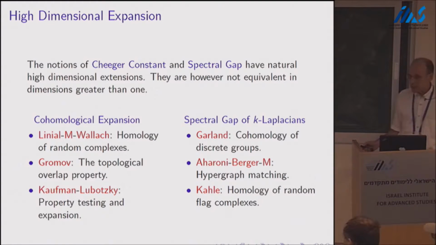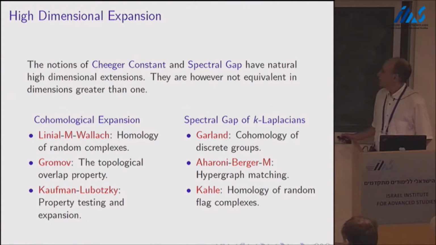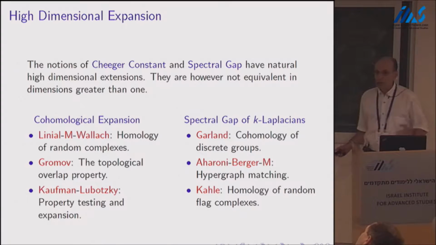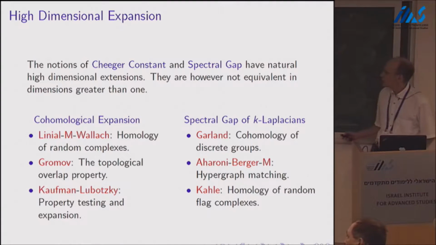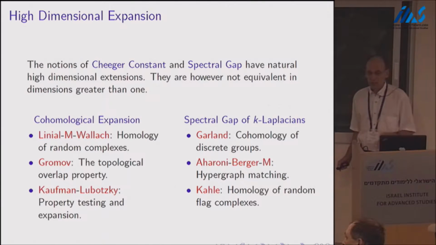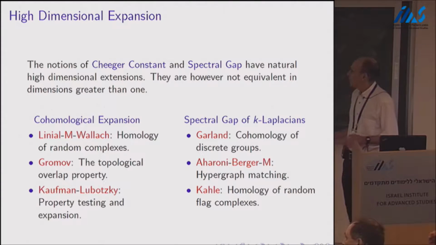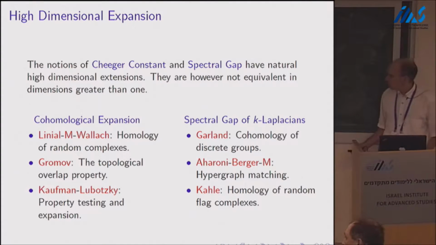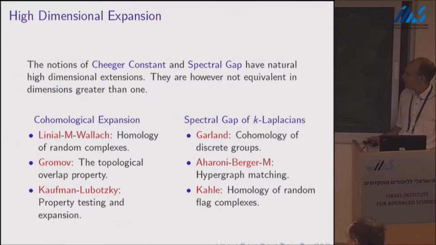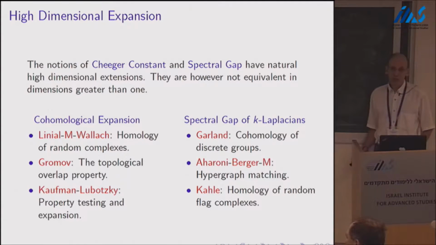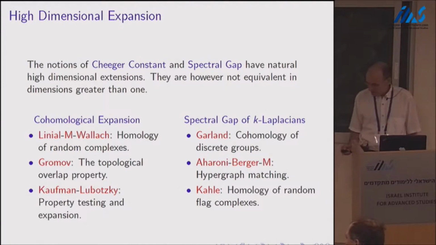As I said, the spectral expansion is much older, and it's essentially due to Eckmann in the 40s, but the first real notable application is due to Garland, when he computed the vanishing of cohomology of discrete groups. And then it had, I'm just pointing out two combinatorial applications, one to hypergraph matching, and more recently to the homology of clique complexes by Matthew Kahle.